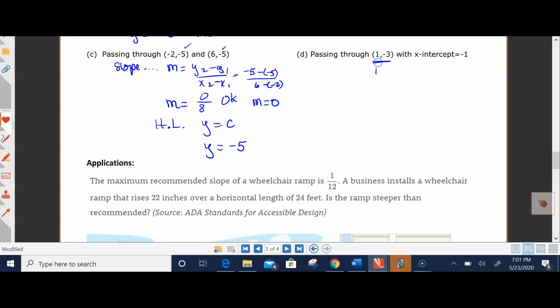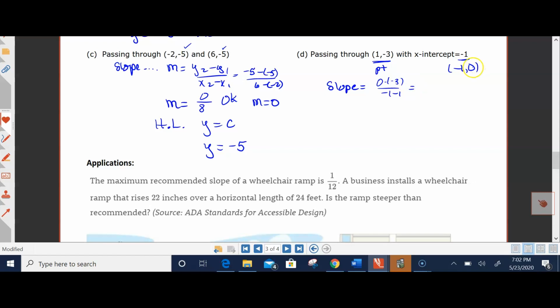We have this point, and we have not a y-intercept, but an x-intercept. And an x-intercept is a point. That means it's the point (-1, 0). A y-intercept would have a 0 in the x position. Okay, I've got 2 points, and what can I find? I can find a slope between 2 points. So I've got 0 minus a -3 over -1 minus 1.